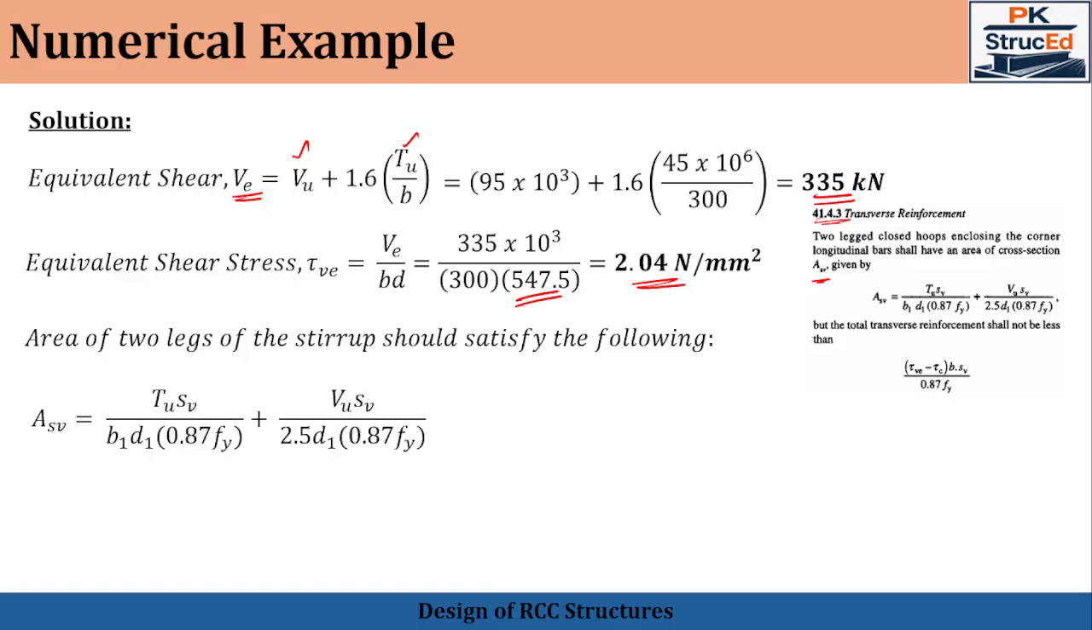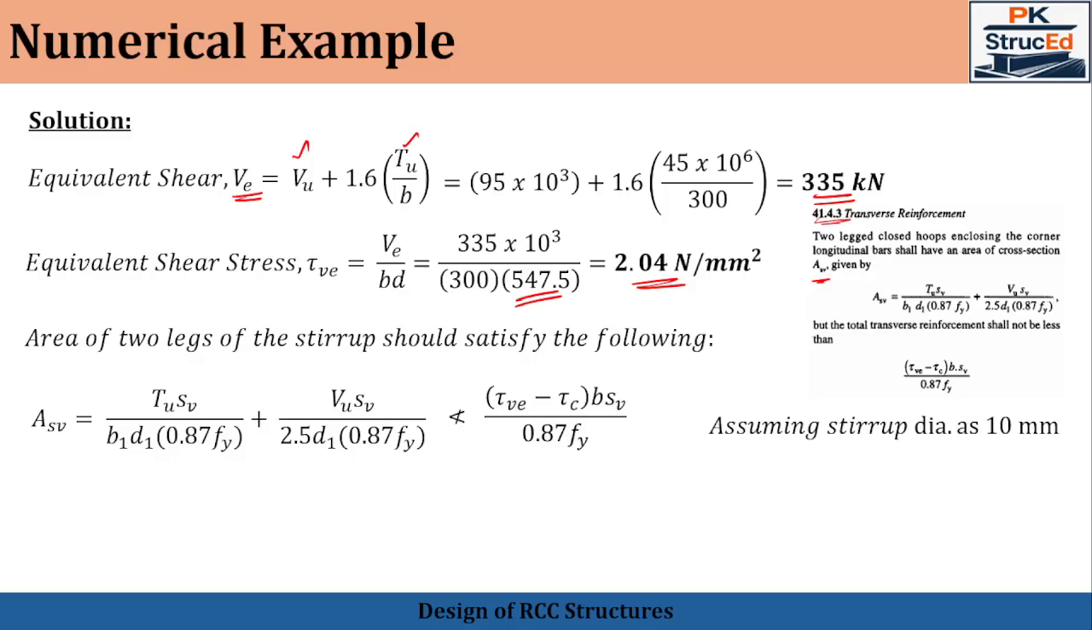That is what has been given here. So ASV will be equal to this one, where SV represents the spacing of the stirrups, and B1, D1 are the effective width and the depth. And this value should not be less than this condition, tau VE minus tau C into B into SV divided by 0.87 Fy. So now we need to calculate what is B1 and D1.